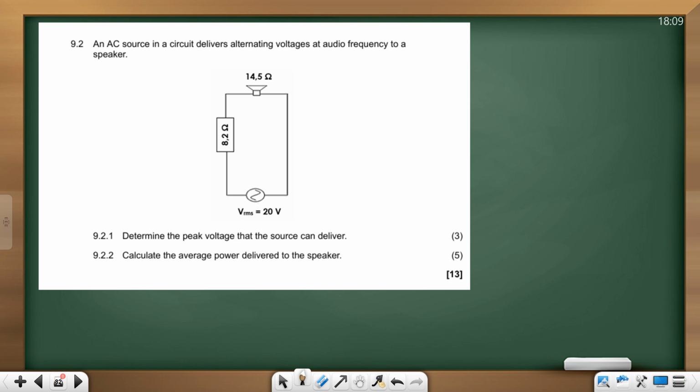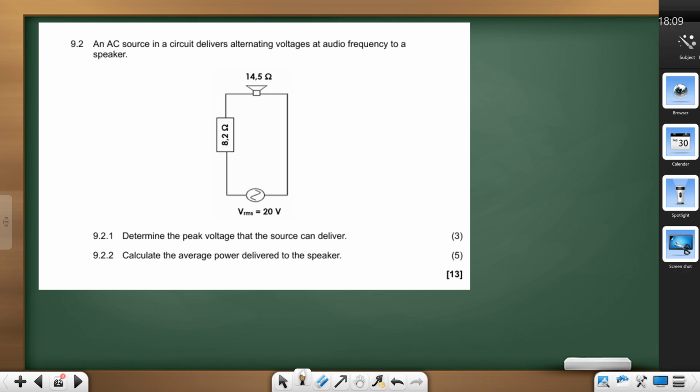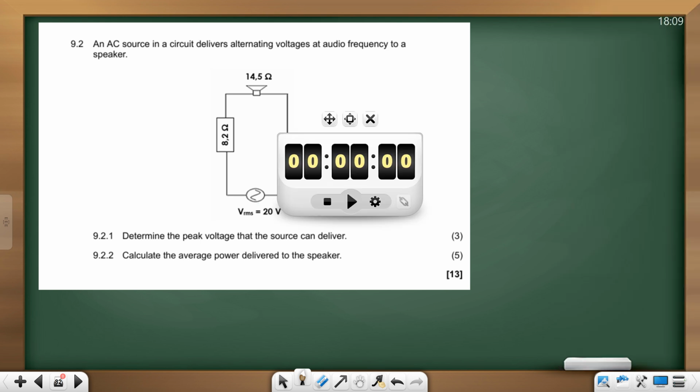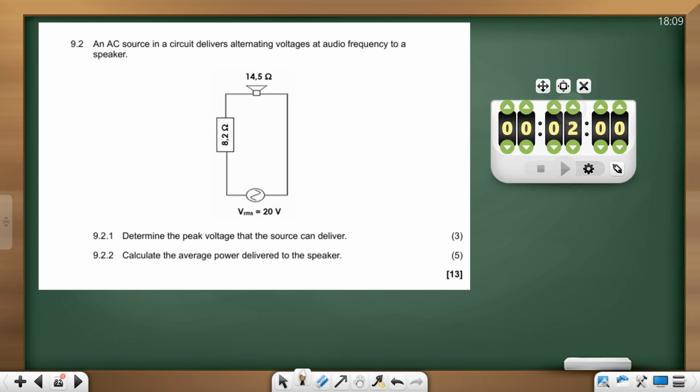All right, we have 8 marks. Quickly calculate for me. I'll give you 5 minutes. This is electrodynamics. Calculations usually don't take long.